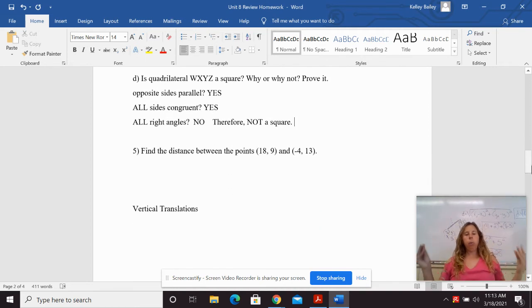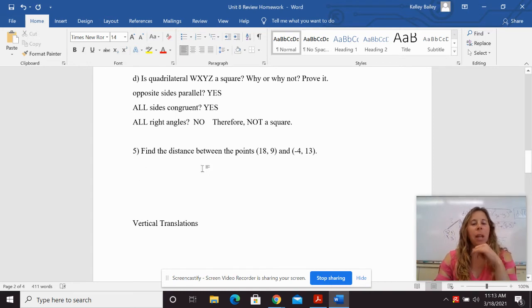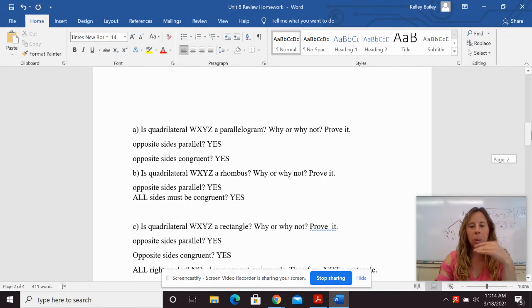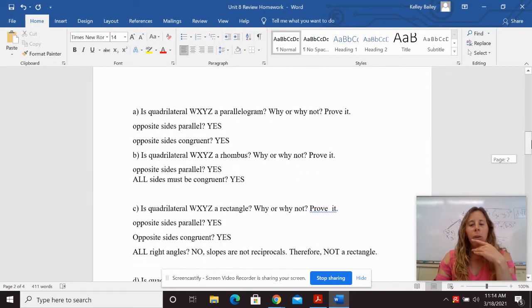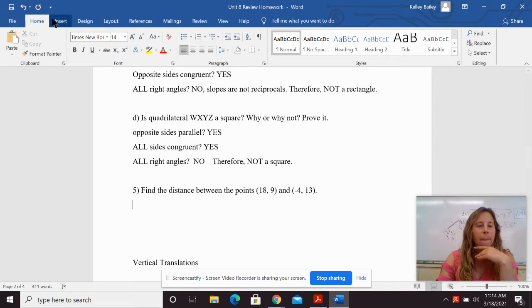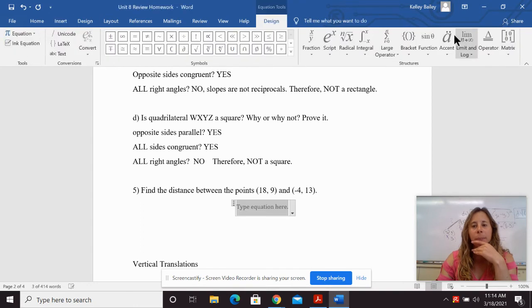Okay, number 5. Find the distance, I've been staring at a screen for too long, between the points 18, 9 and negative 4, 13. Alrighty. So you're going to use the distance between two points, the distance formula. Let me see if I can just copy it down here. Did I erase it? Okay, that's fine. Insert equation.